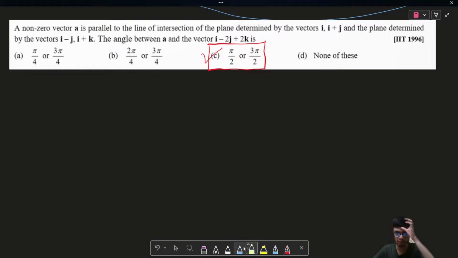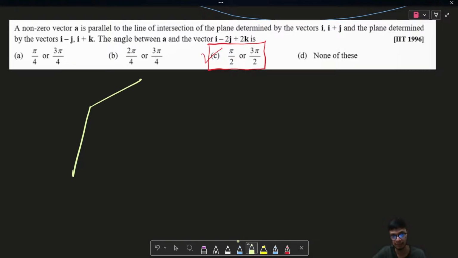So if you read through the problem, first of all, the question says that you have a non-zero vector A which is parallel to the line of intersection of the plane determined by the vectors and the plane determined by another set of vectors, right? So it is said that vector A is parallel to the line of intersection. Now, how to find the line of intersection? There's a very, very important concept.